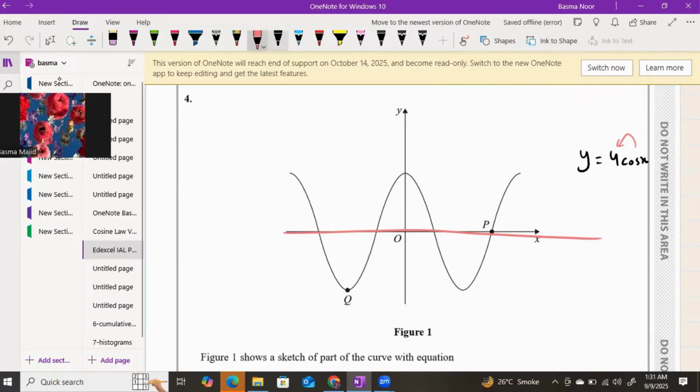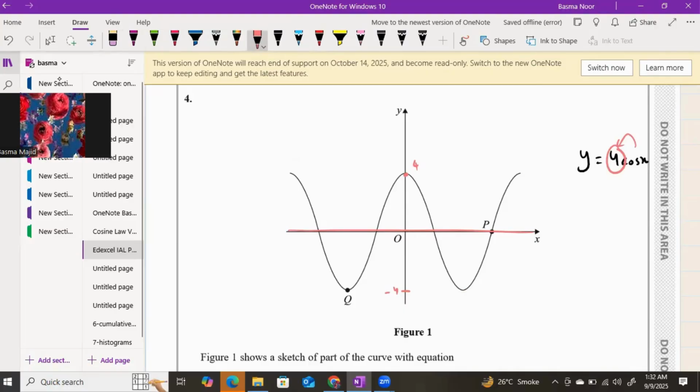The x-axis is the baseline, and the highest point where the graph starts is 4, the amplitude. The maximum height is 4, and 4 units down from the baseline, the minimum point on the graph is going to be -4. Alright, so we know the y coordinates now. The maximum is 4, the minimum is -4.